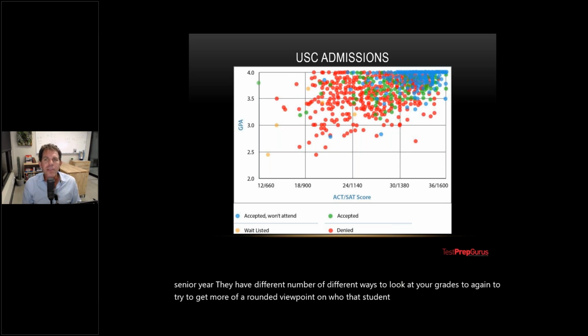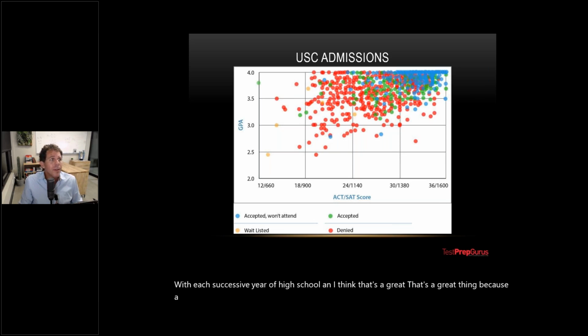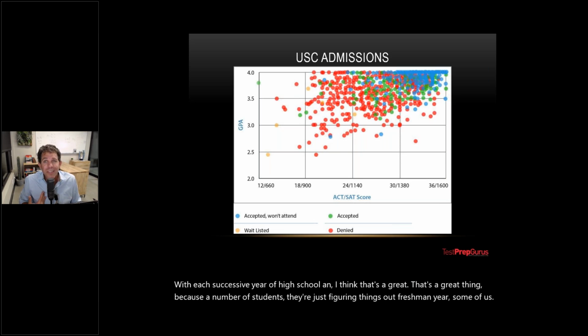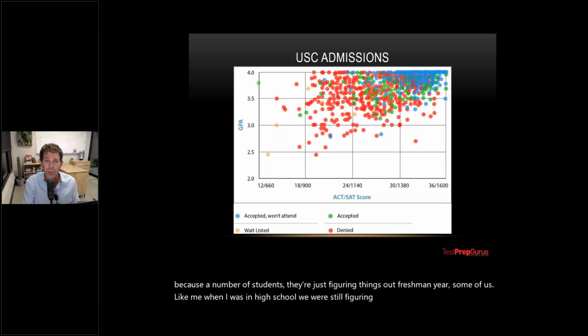And part of that is that grades become more important in school. They're weighted more heavily in the process with each successive year of high school. And I think that's a great thing, because a number of students are just figuring things out freshman year. Some of us, like me, when I was in high school, were still figuring it out during sophomore year. Hopefully by junior year, or at least by senior year, you are trending upwards and things are starting to click and you're achieving grades that show what you're capable of.